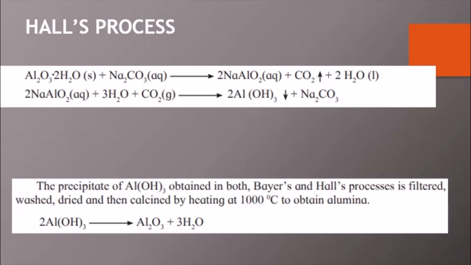Now we need to separate the aluminium hydroxide, that is, the oxide present in it, from the aluminium. This can be done with different processes: it is washed, dried, and also heated at around 1000 degrees Celsius, and at the end we get the aluminium.